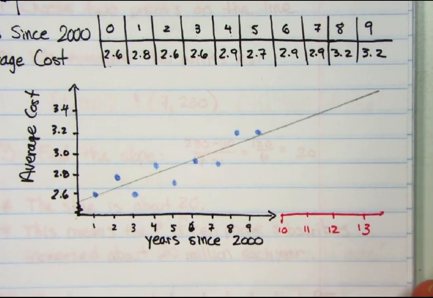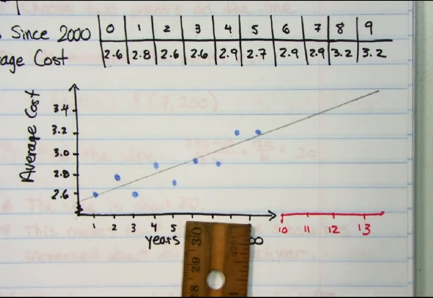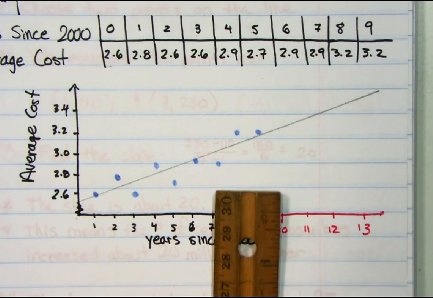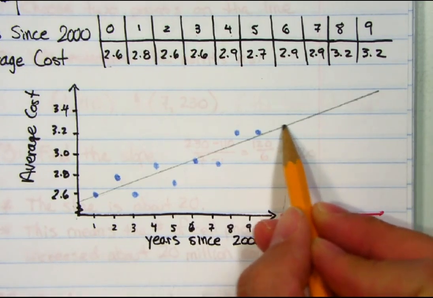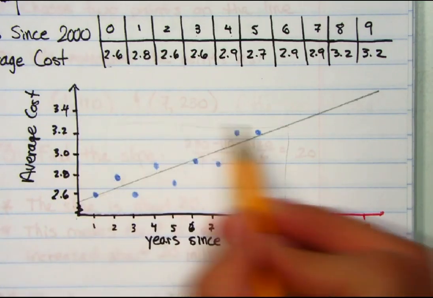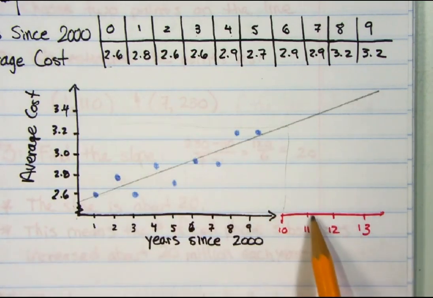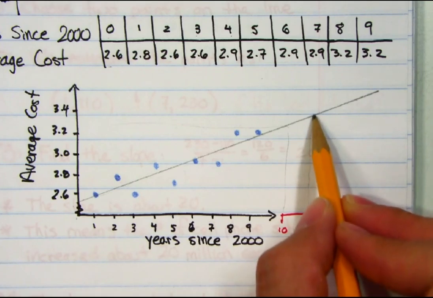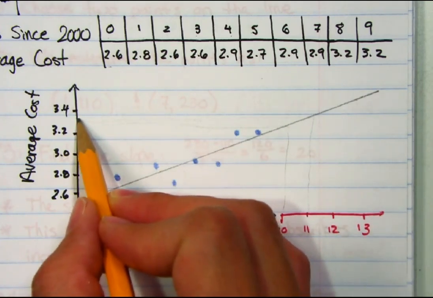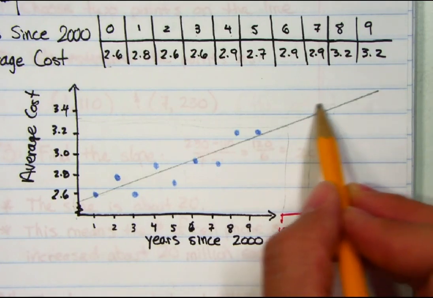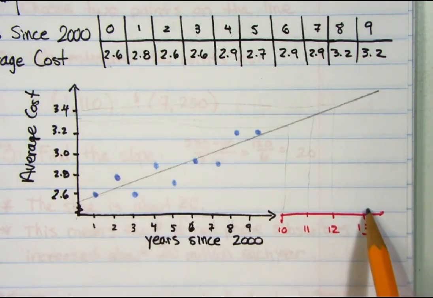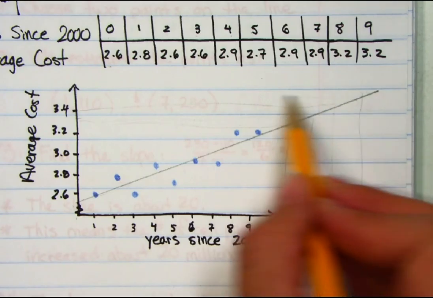The reason we do this is I can now estimate, well, in 2010, although we don't have the data, I can go straight up from 2010 and give an estimate of how much I think this might be. I think it might be $3.30. For 2011, I can go up to the line and go across. I think it's about $3.35. 2012, it's going to be close to $3.40. 2013, it's going to be a little bit above that.